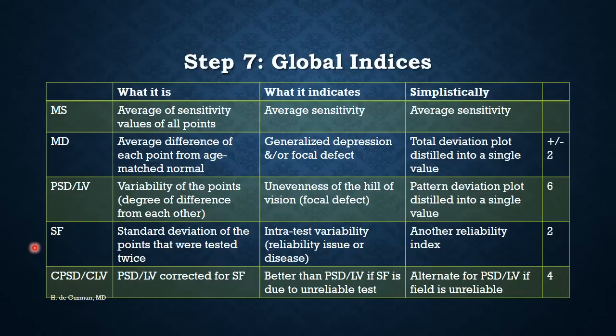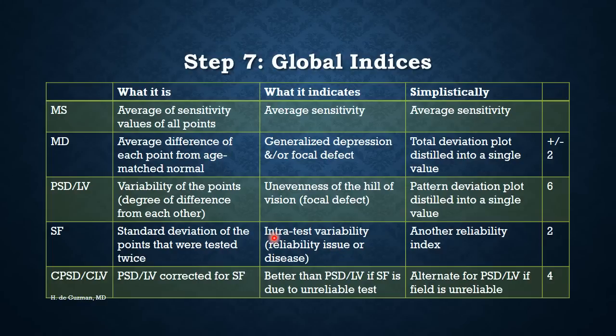What do the global indices indicate? The mean sensitivity is the average sensitivity. MD indicates generalized depression and/or a focal defect. So think of it as the total deviation plot distilled into a single value. Values of more than plus or minus 2 are abnormal, and the further away it is from 0, the more abnormal it is. PSD or LV indicate unevenness of the hill of vision or the presence of a focal defect. So you can think of it as the pattern deviation plot distilled into a single value. And a number above 6 is abnormal, and the higher the number, the worse it is.